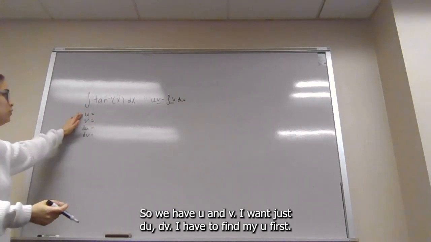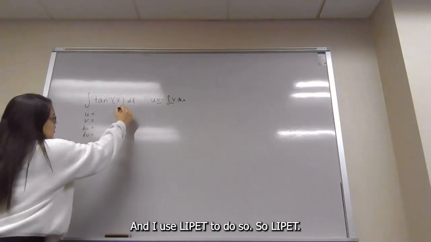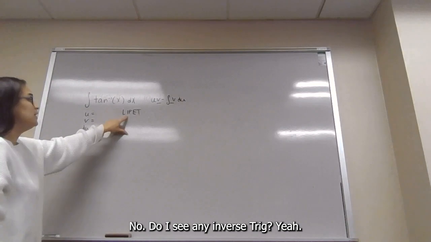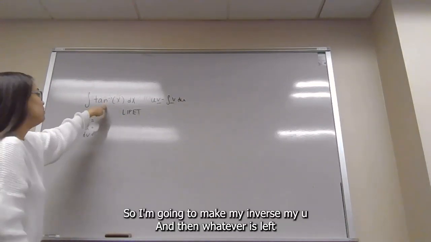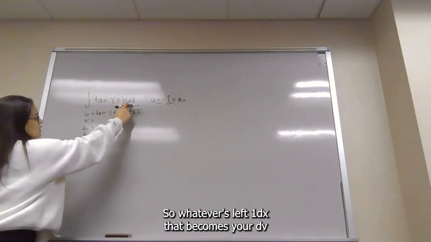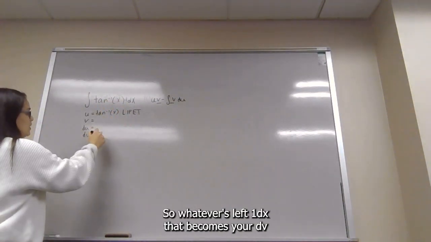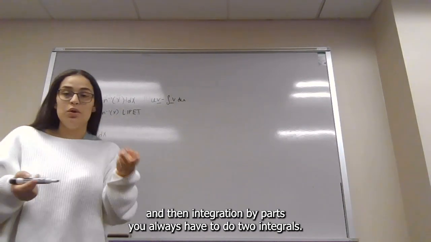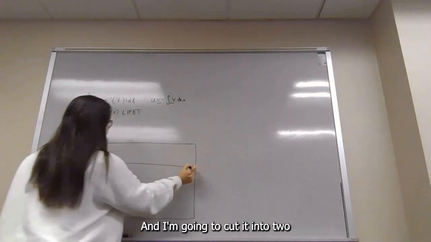I have to find my u first, and I use LIATE to do so. So I look at this and I ask, do I see any logs? No. Do I see any inverse trig? Yes. So I'm going to make my inverse trig u. And then whatever is left, which is just 1 times this, that becomes your dv. And in integration by parts, you always have to do 2 integrals. So I'm going to draw a box and cut it into 2.